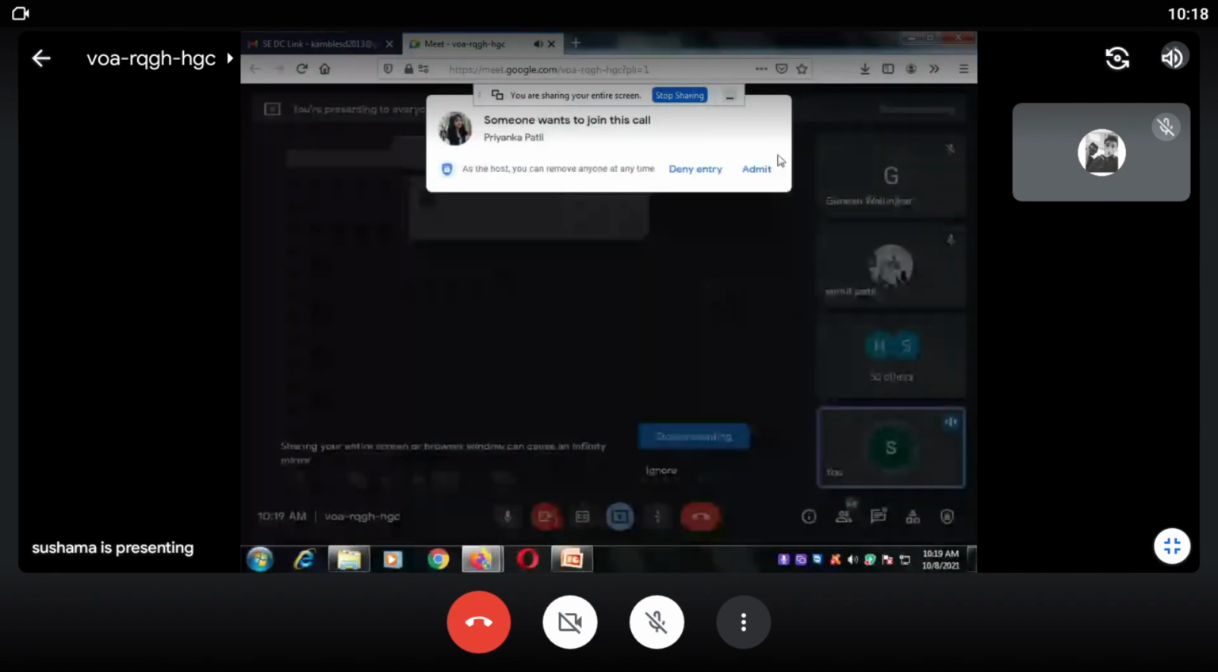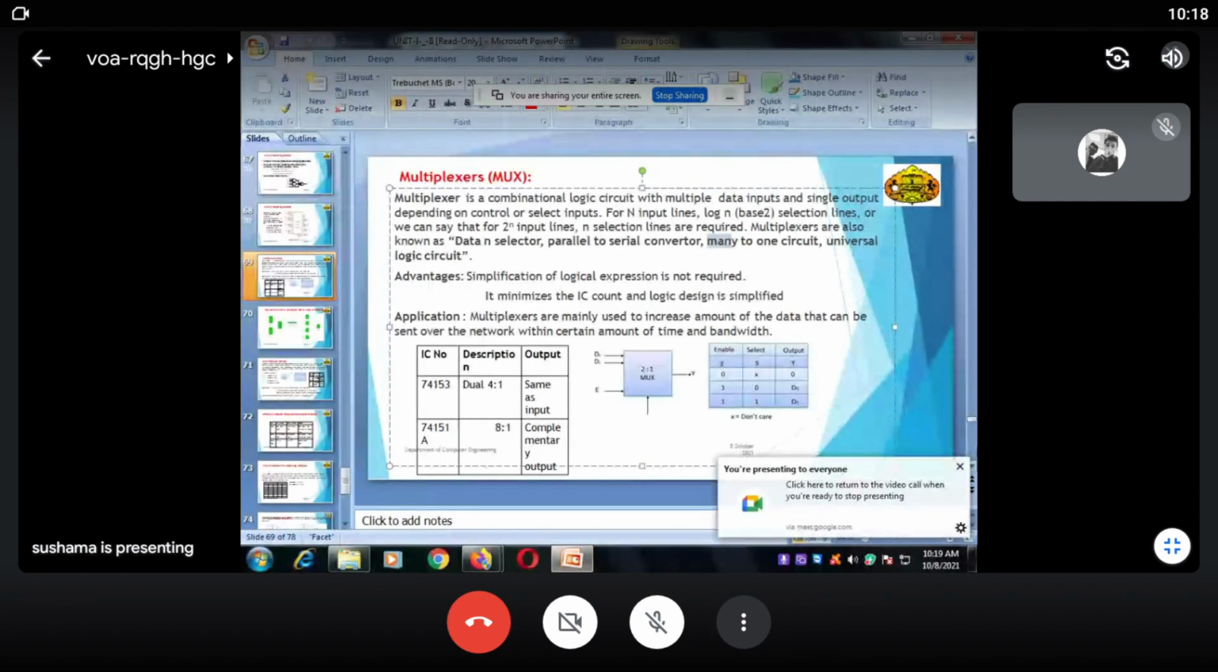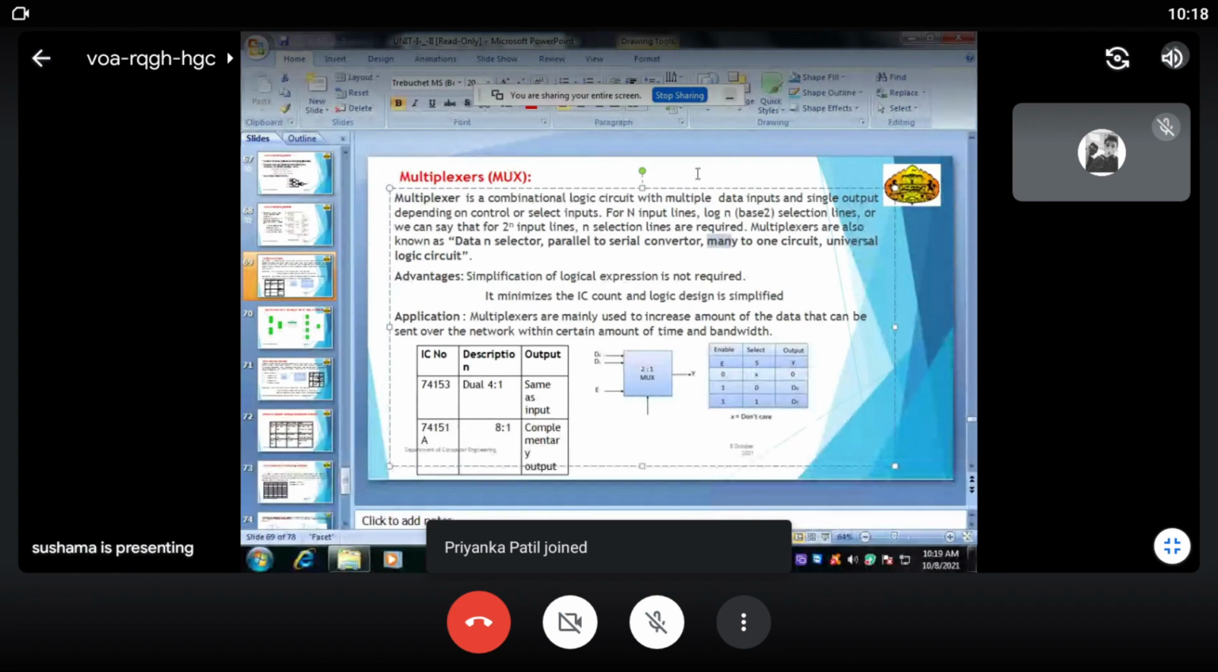So there should not be any confusion once you know the things. Remember like this: many to one. Multiplexer is many to one and demultiplexer is the reverse of this, that is one to many. So it is also called a many to one circuit, universal logic circuit.